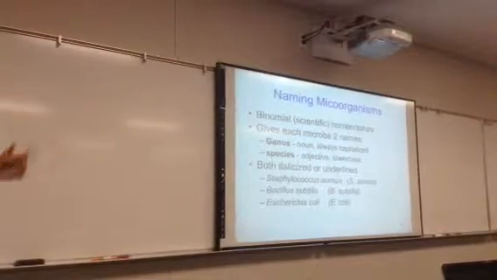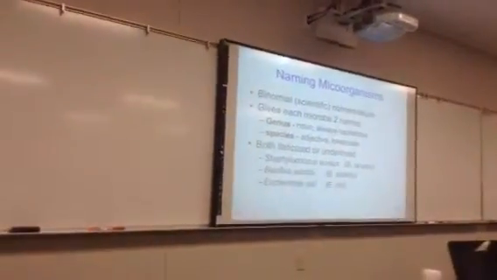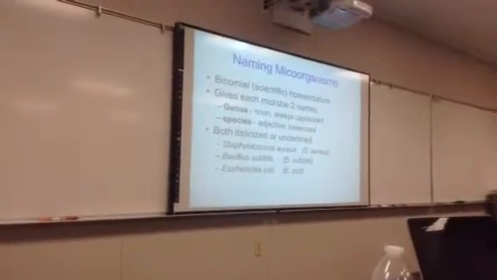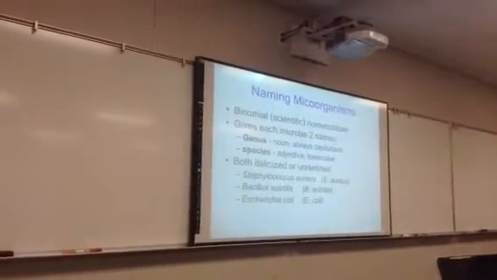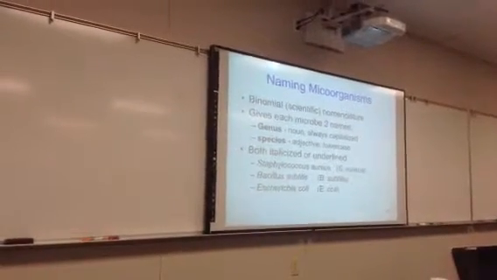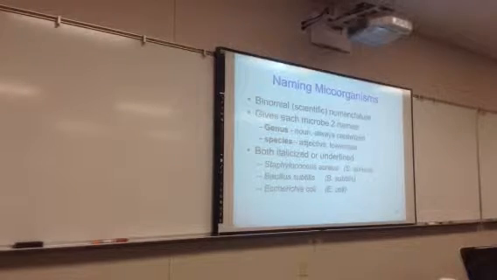And some, for instance, E. coli, there's over 100 different subspecies of E. coli. 150 different subspecies of Salmonella. Salmonella is just the genus. Salmonella typhi would be the genus and the species.